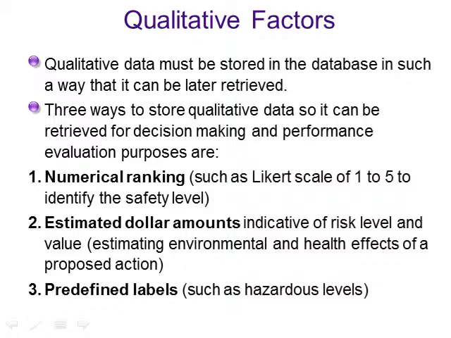We may indicate some estimated dollar amount associated with this qualitative criteria, such as estimating environmental and health effects of proposed actions, assigning a dollar amount to that, so that again it provides us with a way of quantifying and comparing to economic results our performance with respect to that qualitative measure. Or we may predefine labels such as low hazard, medium hazard, high hazard labels. But again, ways of being able to identify the qualitative data in a way that we're able to connect it to quantitative results so that we can report on an integrated basis.